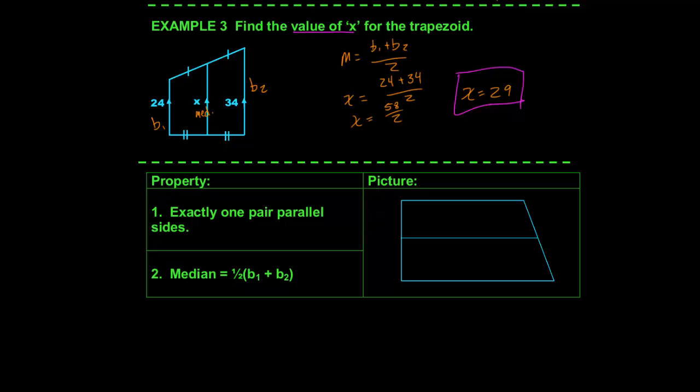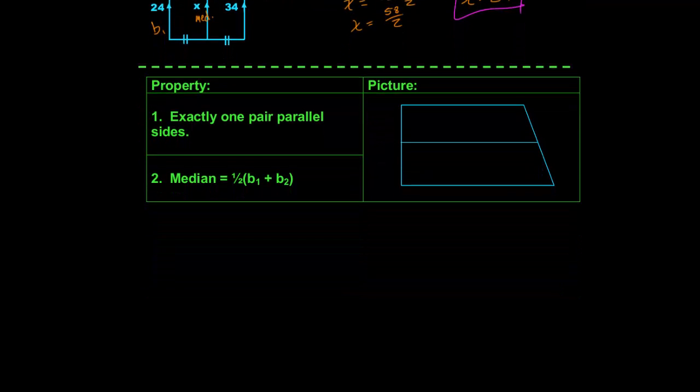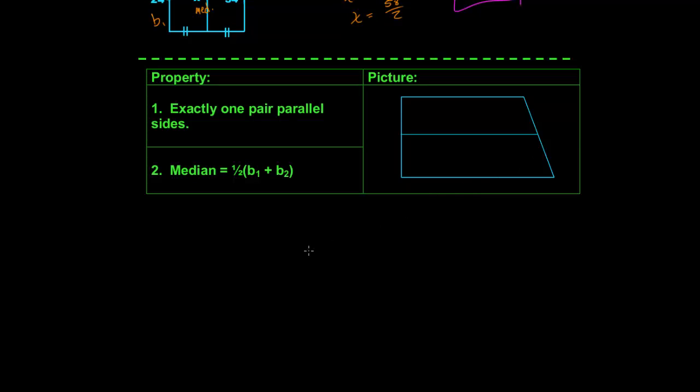Problem solved. Alright, let's look here at some of our properties, in which we've already gone over all of this. So let's go ahead and put it in. Exactly one pair of parallel sides. Alright, so there's our pair of parallel sides.